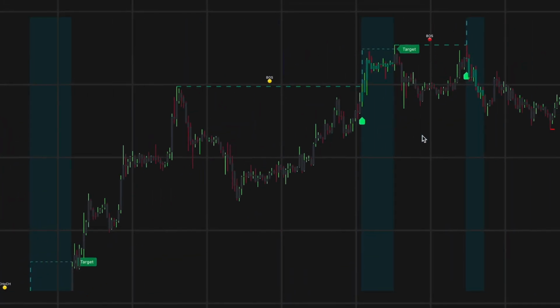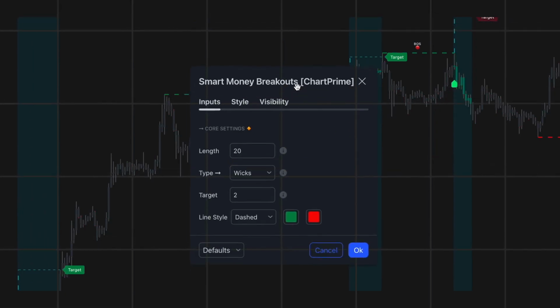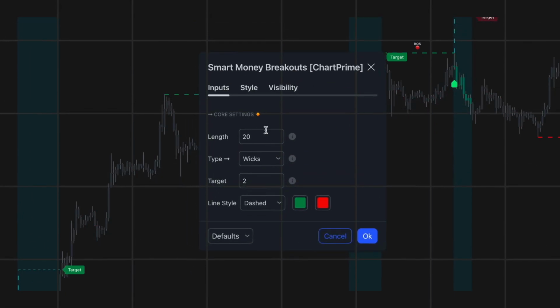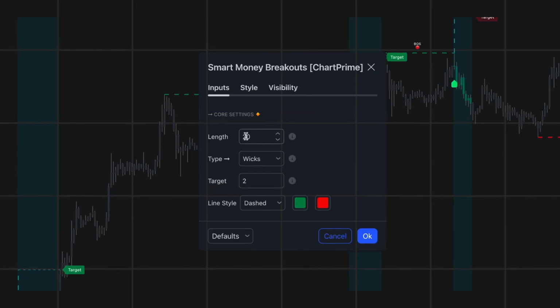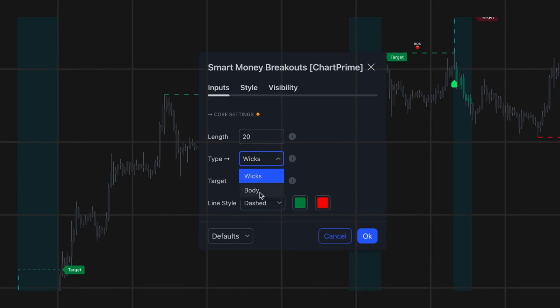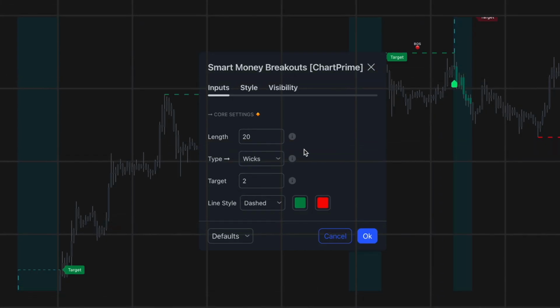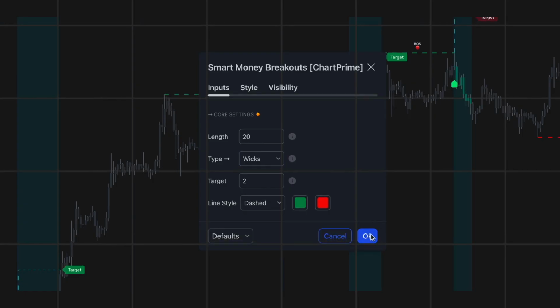In the indicator settings, you can customize these parameters to make the indicator more or less sensitive to price movements. For example, you can change the swing length. This number affects signal accuracy. You can also select the breakout type and the target multiplier. Alright, so now we know how this indicator works and what its features are.